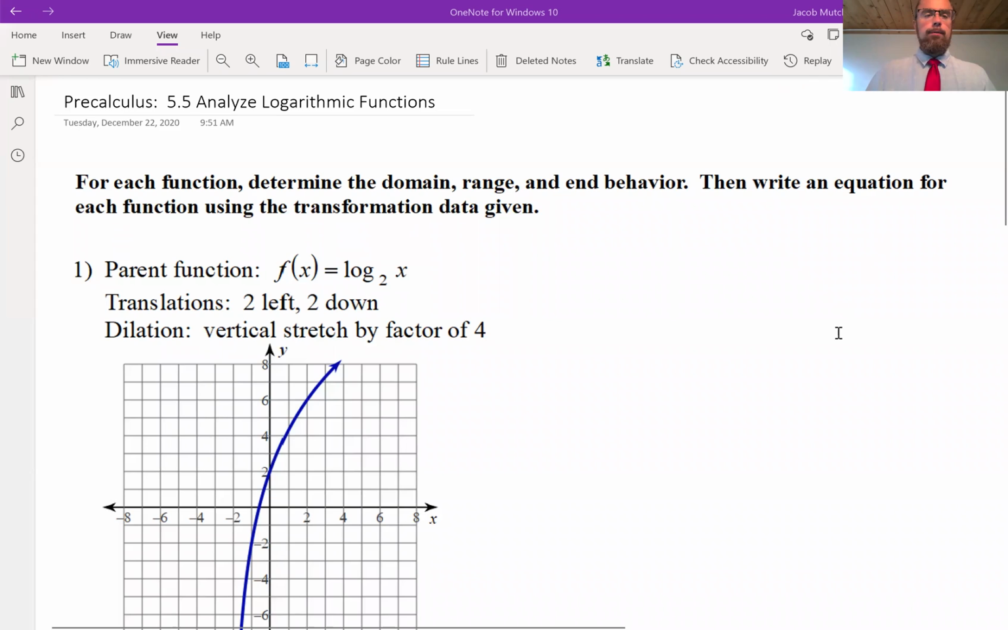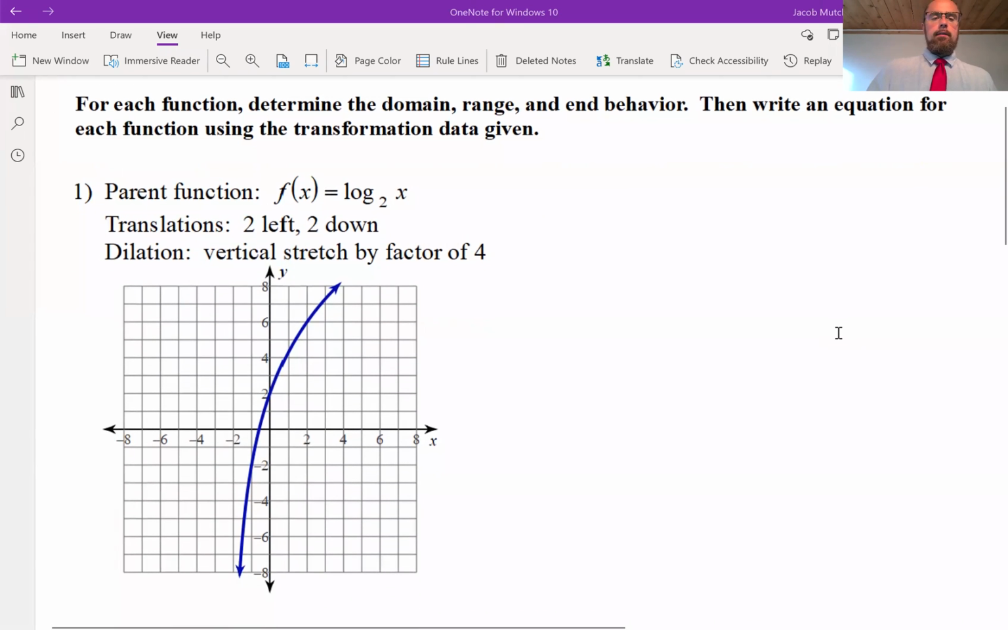Here's our first one. So here I've got a logarithmic curve that's been transformed from the log base 2 parent function. So I've got some information. It's been shifted left 2, down 2, and then it's got a vertical stretch by a factor of 4.